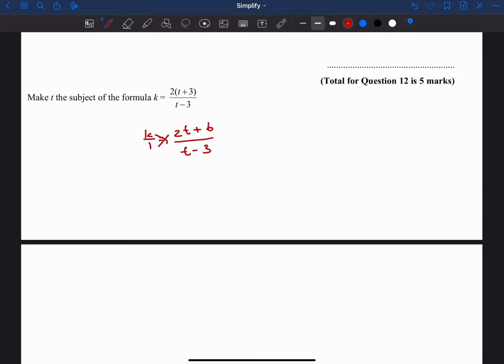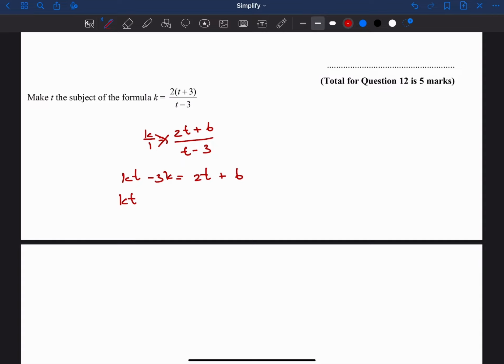Cross multiply it. K times t is kt. K times minus 3 is minus 3k. Equals 1 times 2t is 2t. 1 times plus 6 is plus 6. Now you're making the t the subject, remember? So we'll keep this here.